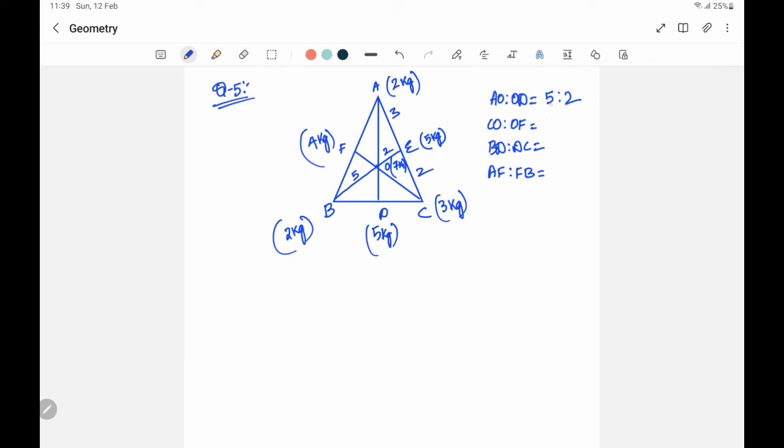CO is to OF. This is 4 is to 2. This can be further simplified as 2 is to 1. And the another ratio that is asked is BD is to DC. BD is to DC. This is nothing but 3 is to 2. And AF is to FB. This is 1 is to 1. Here there is a small correction. CO is to OF would be 4 is to 3.